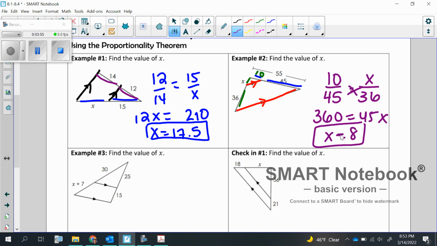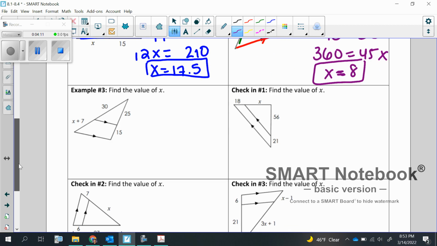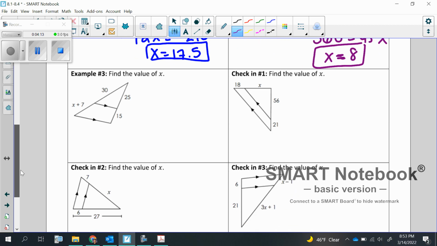Okay. Now remember, you can check yourself by putting in 8 here. And if you do, you'll see you can always do your proportions like the last time, which you could do 8 over the whole thing. Does that equal 10 over 55? And you can see if those scale factors, those proportions, are the same. Okay. One more example before I fill in the check-ins.